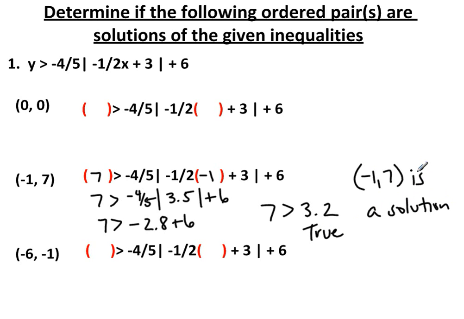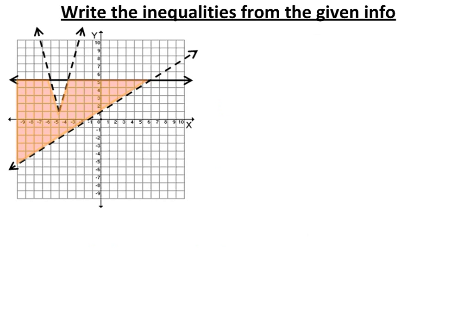Okay, and I'll leave the other two for you to practice. The last thing we're going to look at is, well, what if I actually give you a crazy-looking graph? How could you go backwards and actually write down what each inequality is? So I actually put 3 on the same graph, because that's going to kind of make it a system. We'll talk more about systems later.